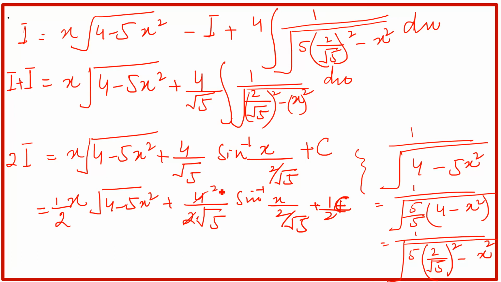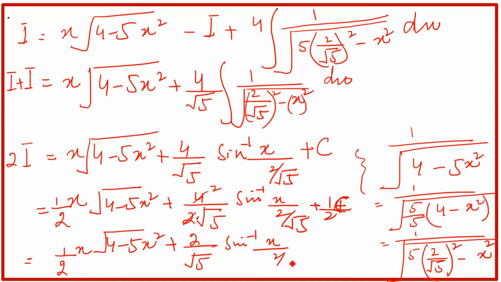This 2 times, so it is equal to 1 over 2 x, and this is the last step, under root 4 minus 5x square plus 2 over under root 5 sine inverse x divided by this, plus 1 over 2 c. This is the answer.